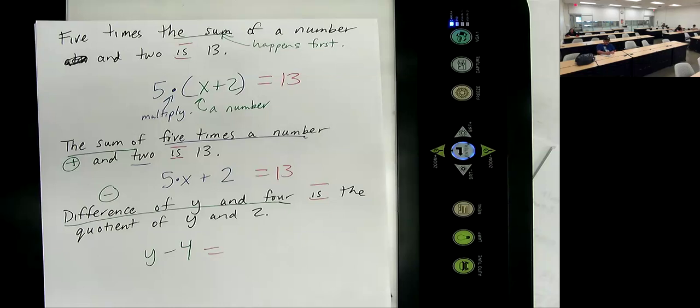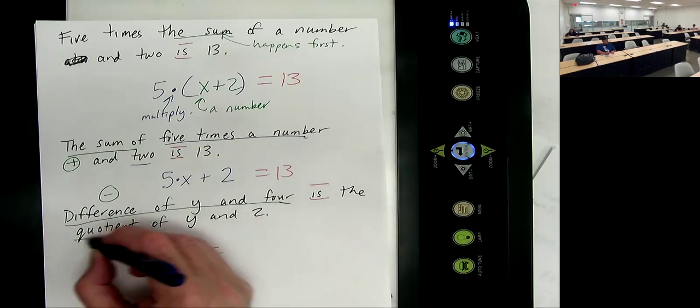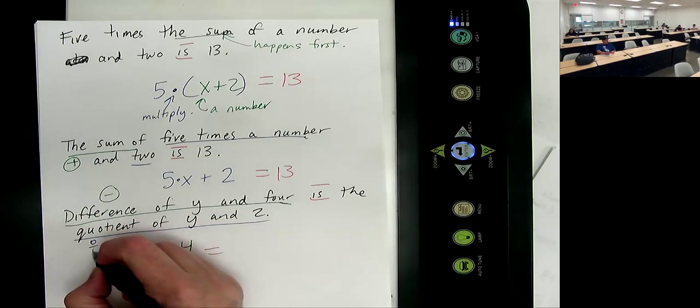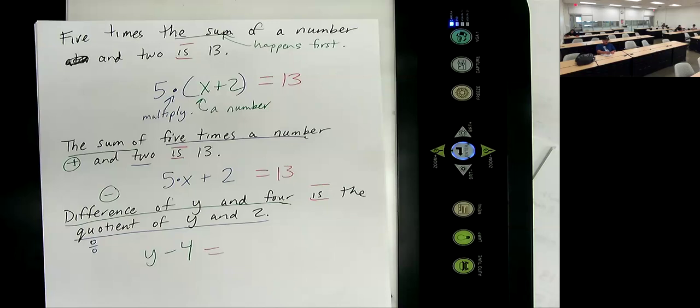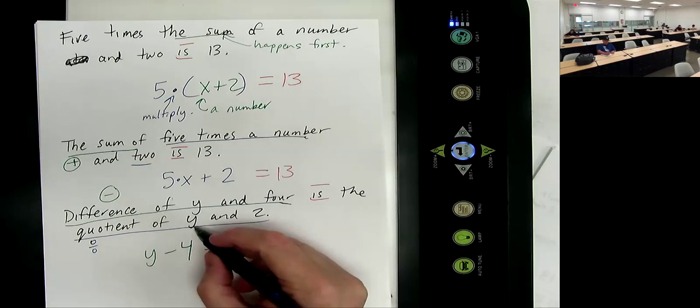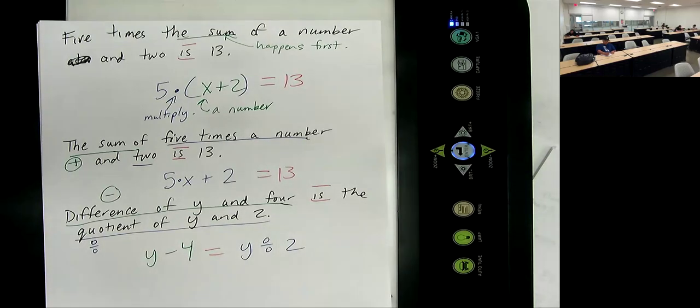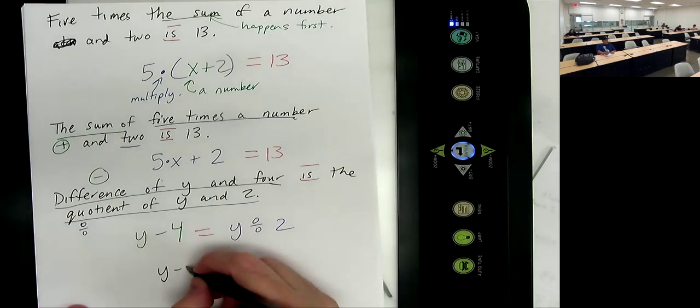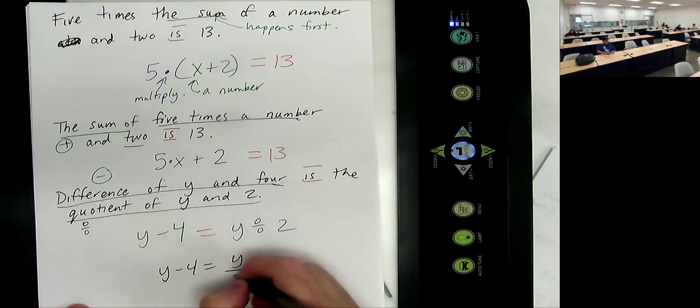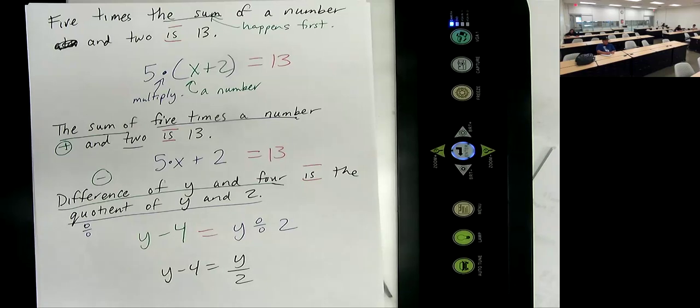The same thing happens with quotient. Quotient is division. So generally, whatever comes first is the one that's written first. And another way of writing that is y over 2. We tend not to use the division sign, we tend to make fractions.